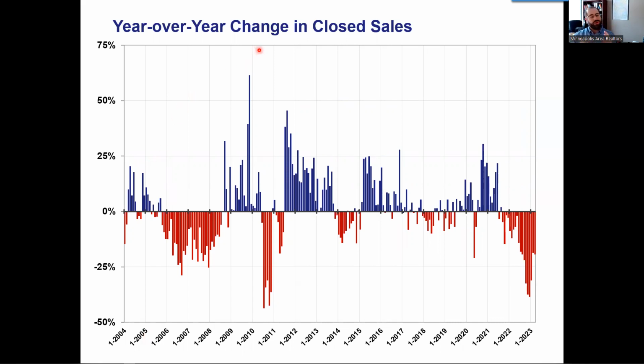Okay, so we looked at year over year change in prices. Now let's take a look at year over year change in sales. Sort of a couple different phases or cycles. I'll just call these out briefly.